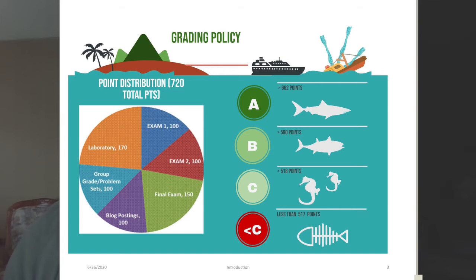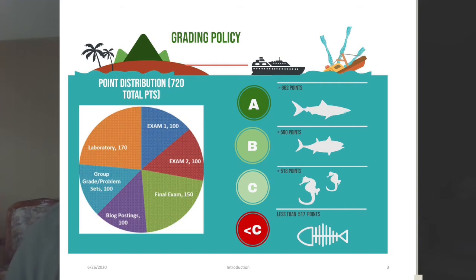Notice that we have 2 exams, each one worth 100 points. They will come at the end of weeks 2 and 4 during the summer session, and of course a final exam, which is worth 150 points. In general, exam 1 consists mostly of genetics problems.